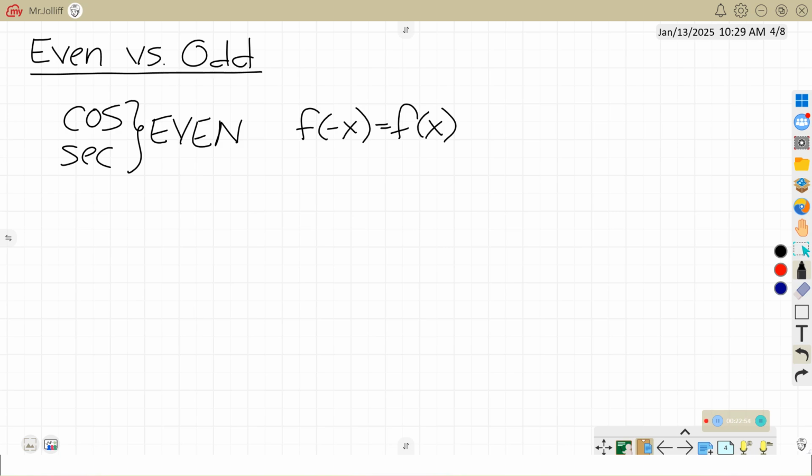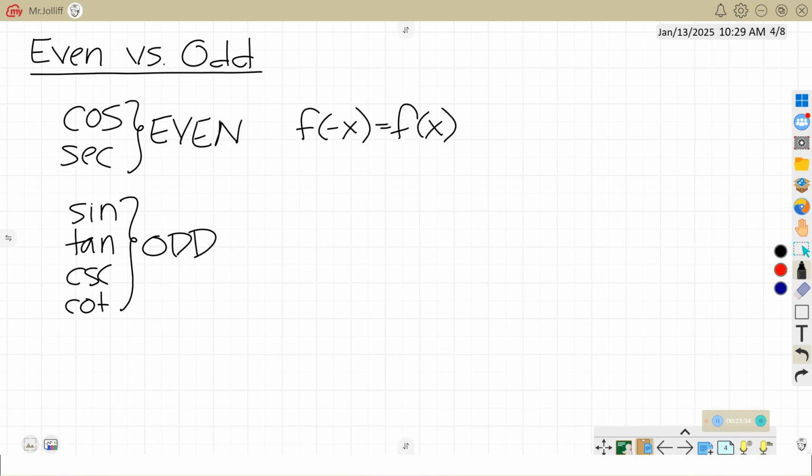The other four are all odd functions. So the missing four, we're missing sine and tangent, and we're missing their reciprocals. So the reciprocal of sine is cosecant, and the reciprocal of tangent is cotangent. Those guys are odd functions. Meaning if we look at their graph, they reflect through the origin. We have to flip them up and then flip them over to get that mirror image. They flip twice.